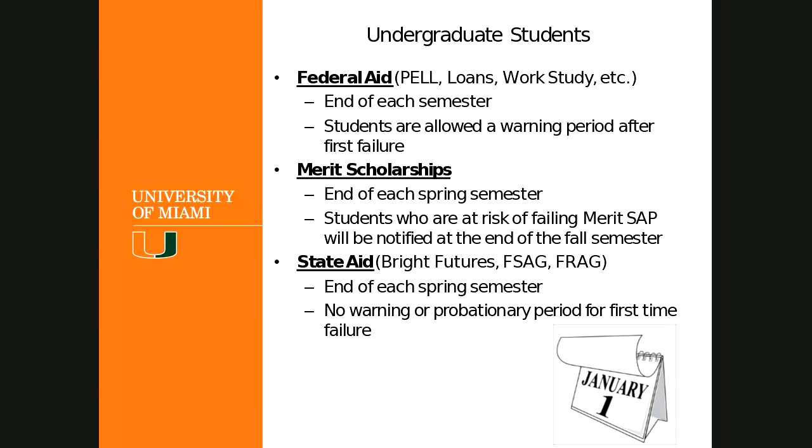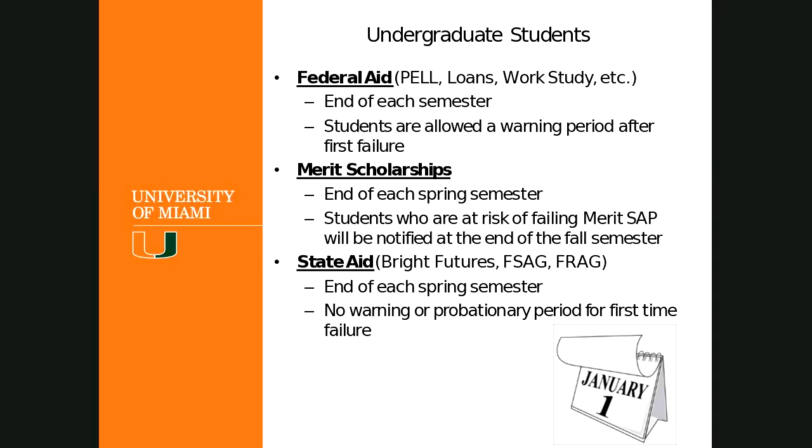Undergraduate students, for federal aid, which is your Pell, your loans, your work study, we're evaluating at the end of each semester. So that means at the end of fall, at the end of spring, at the end of summer, we're looking at your GPA, your credit completion, and your time frame. Students are allowed a warning period after their first failure.